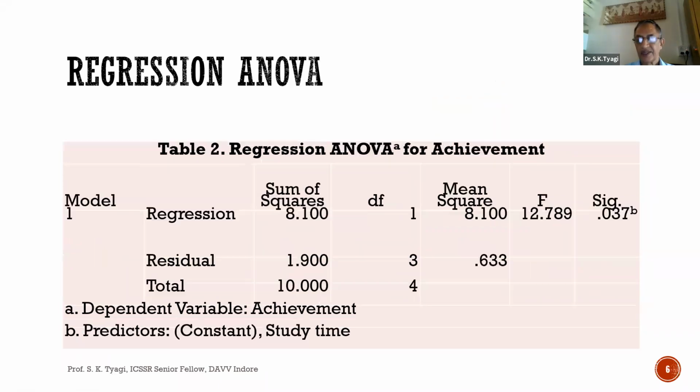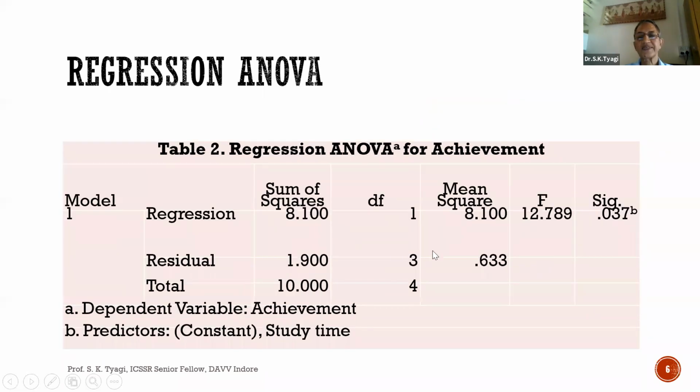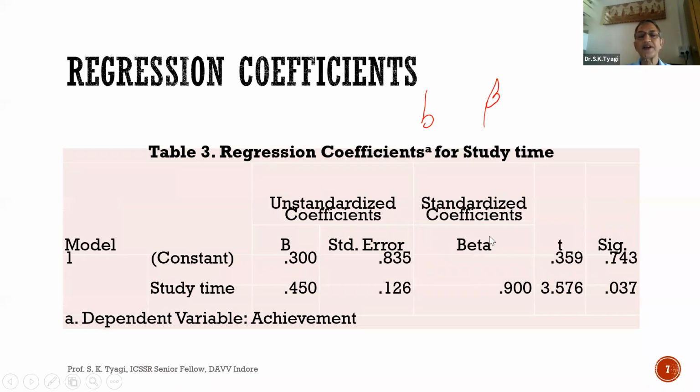Well, R tells us the effect size. R square is in fact the effect size. The ANOVA tells us the significance of the model, whether we are able to significantly predict or not. The coefficients tell you the individual contribution of the predictors in predicting the dependent variable. So basically, these are three tables telling you three different things.